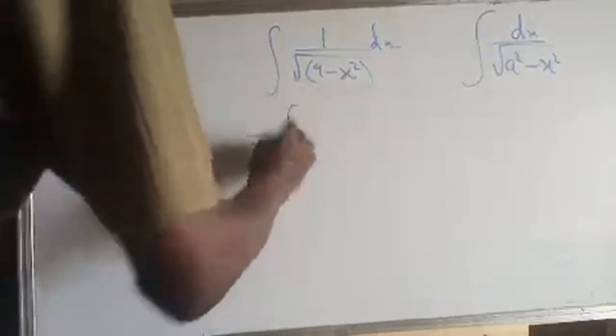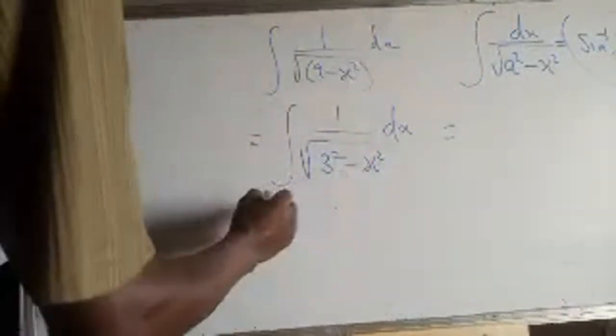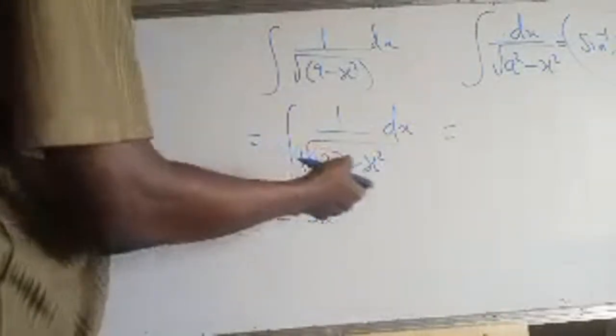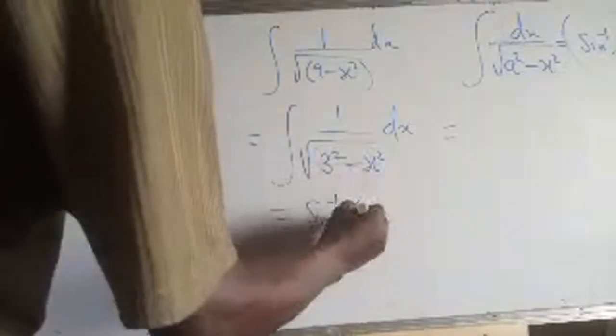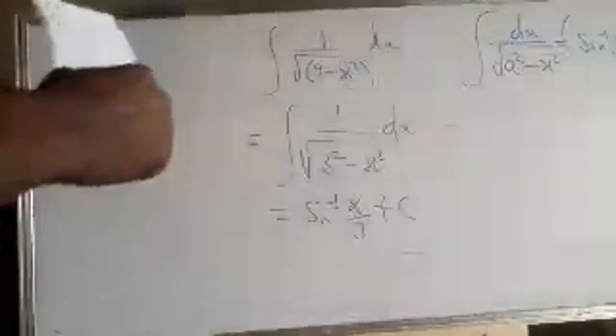So this one would be the integral of 1 over the square root of 9, that's 3 squared minus x squared dx. Remember, the standard result we obtain for this is arc sine of x all over a plus c. You don't need to stress yourself. Once it has that form, your a is 3. Because x is the variable and 3 is the constant a, the answer is arc sine of x all over 3 plus c.